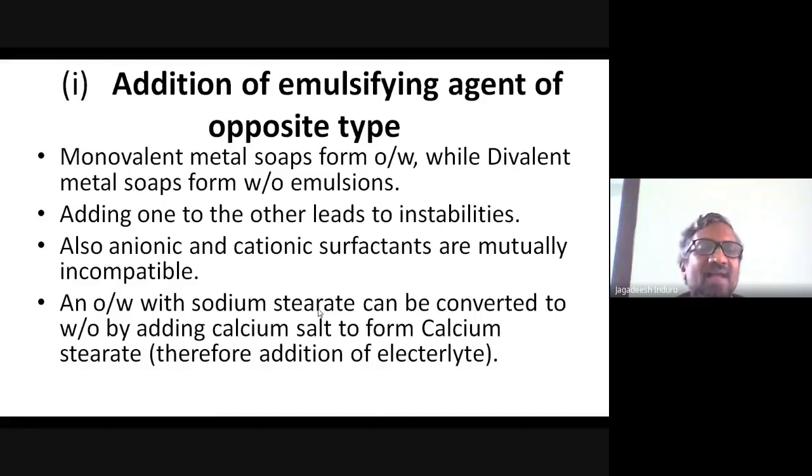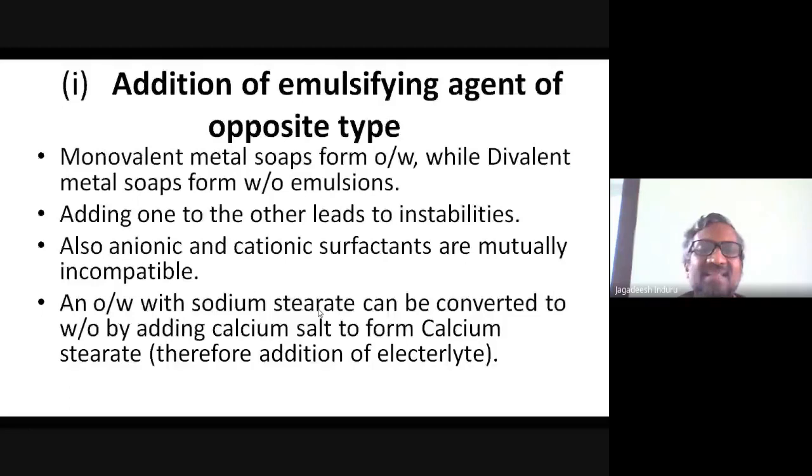So an oil in water emulsion with sodium stearate can be converted into water in oil by adding a calcium salt to it, because it will form calcium stearate. Calcium stearate is more soluble in oil, so according to the rule of Bancroft, oil will become the continuous phase. So oil in water will become a water in oil emulsion.